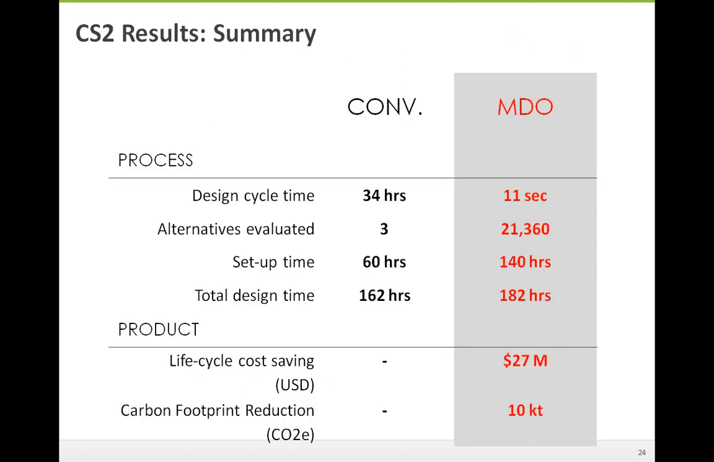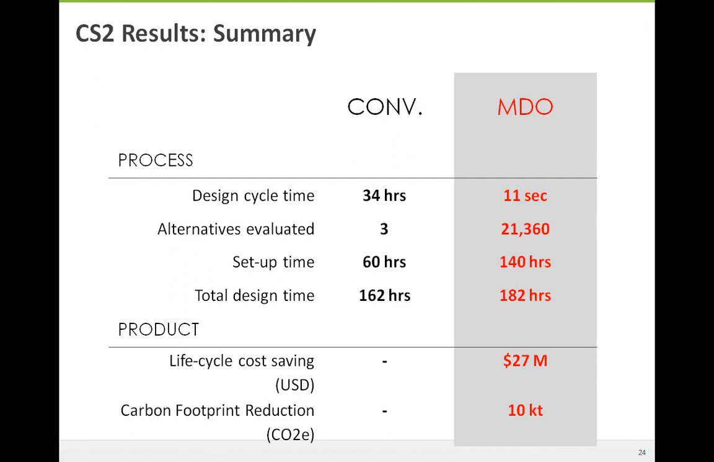So here, this is just summarizing the process. Similarly to what we did for the structural example, you notice that for the multidisciplinary example in the conventional process, the design cycle time has gone up significantly. That's because obviously there's a lot of coordination that has to happen between various players to look at different alternatives.